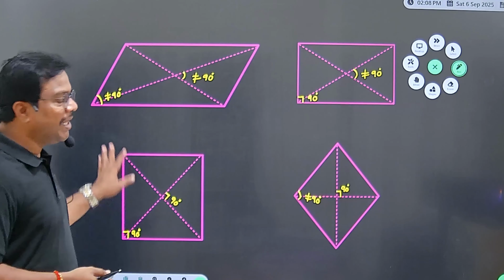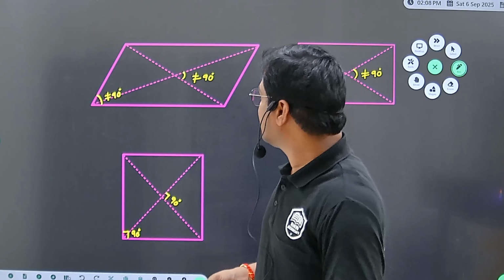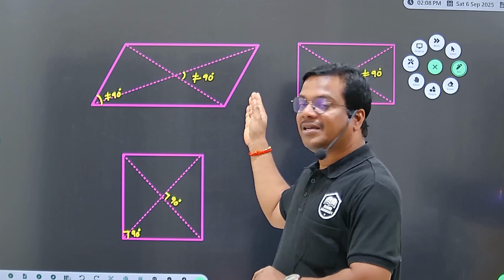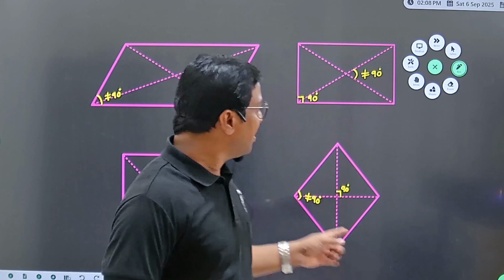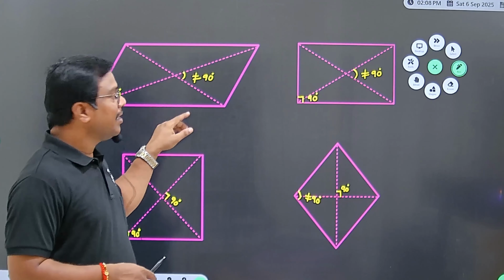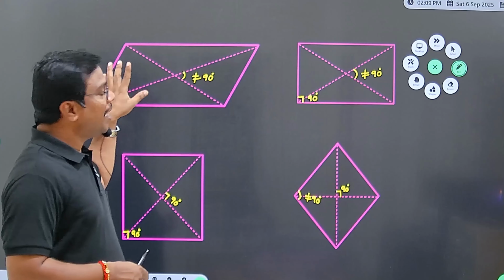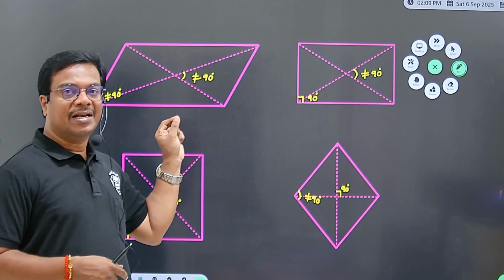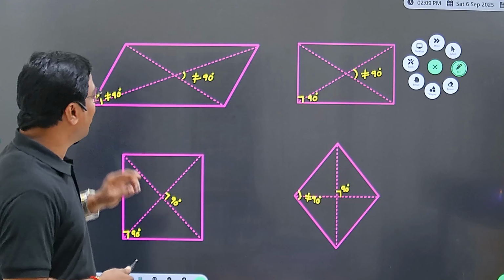We know the definition of a parallelogram: a quadrilateral in which opposite sides are parallel and equal in length. That is the basic definition. And here observe four quadrilaterals, they have equal opposite sides, and they are parallel also. When opposite sides are parallel and equal in length, then only they are parallelograms.